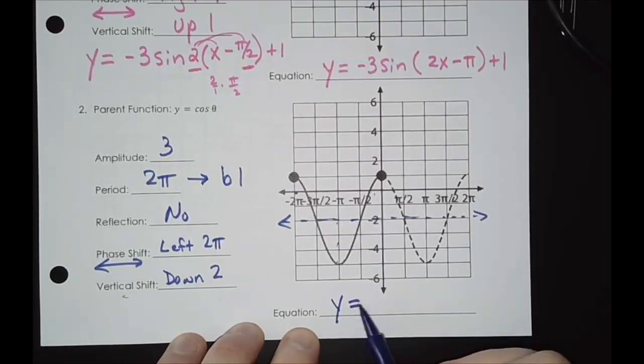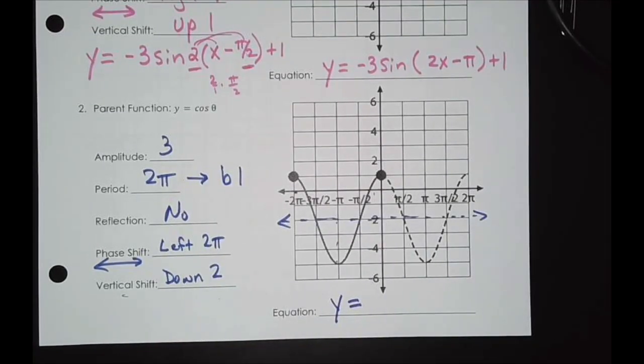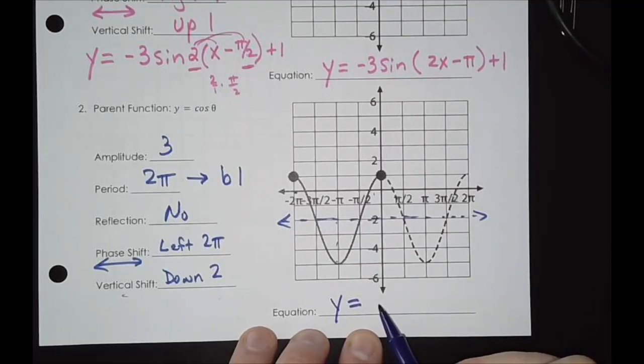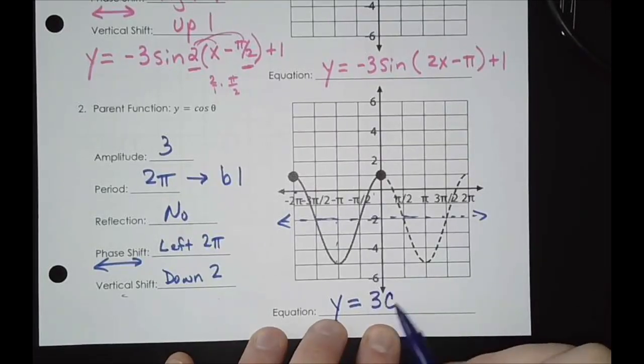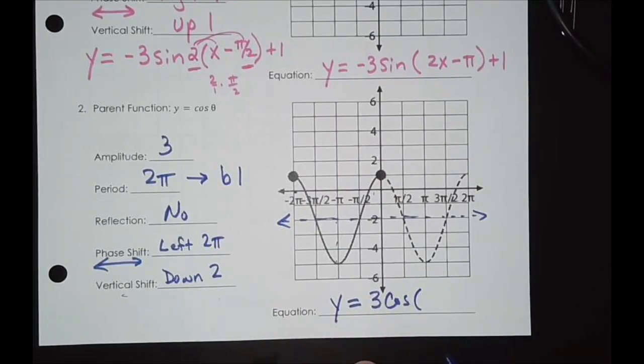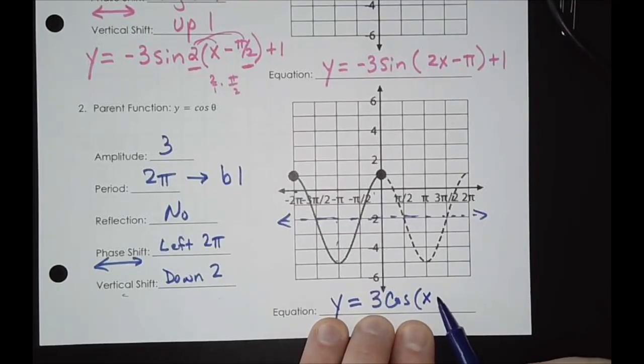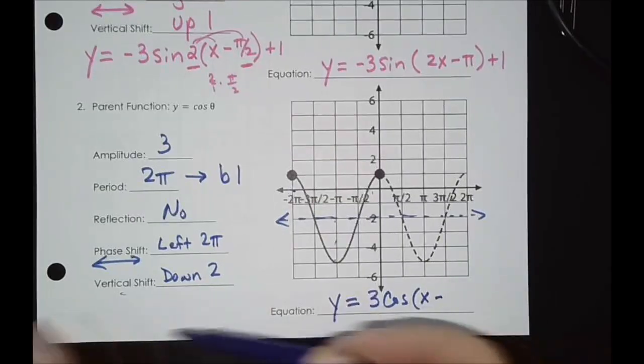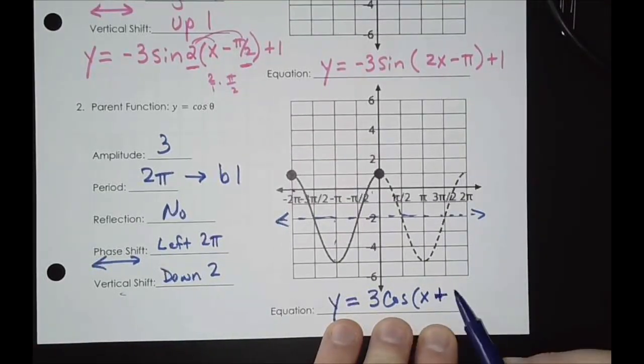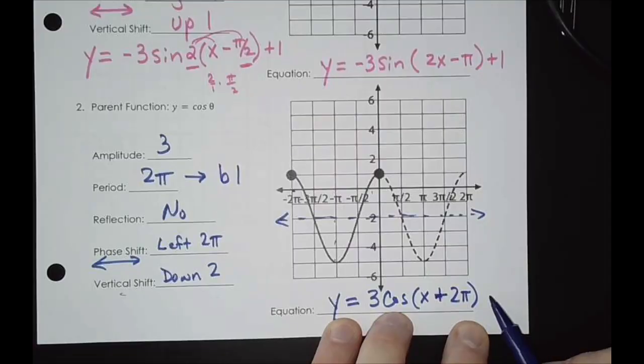I just go y equals. Anybody want to take a shot? Toby? Write it. y equals 3 cosine parentheses. If it's 1, you don't need to distribute the 1. x minus 2 pi. Yep, there's only one little mistake. To make it go to the left, plus. We can do a plus 2 pi, and then down 2.